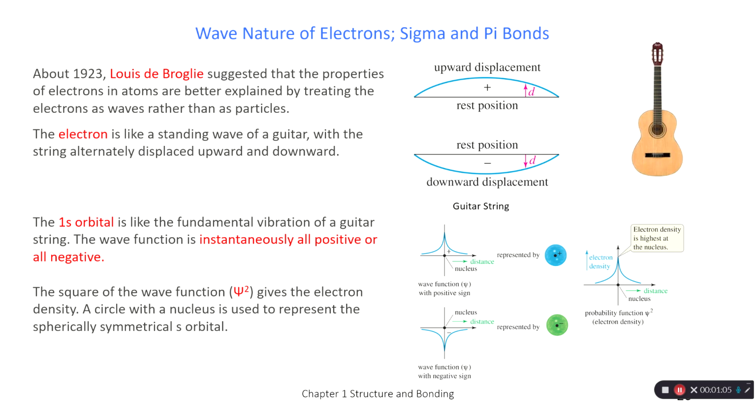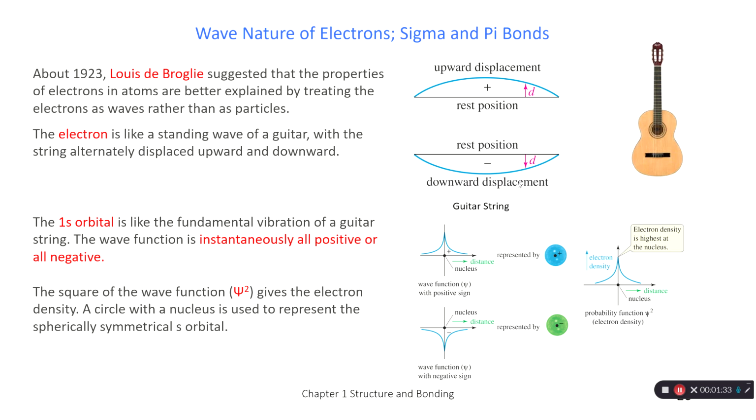If we think about a guitar string and we pluck that guitar string, it's going to be displaced either in an upward displacement or in a downward displacement. And you can see that here. So at one moment it's going to be displaced in a positive direction, and another moment it's going to be displaced in a negative direction. And so it's alternating, and it has that wave nature associated with the guitar. So the electrons are much like that.